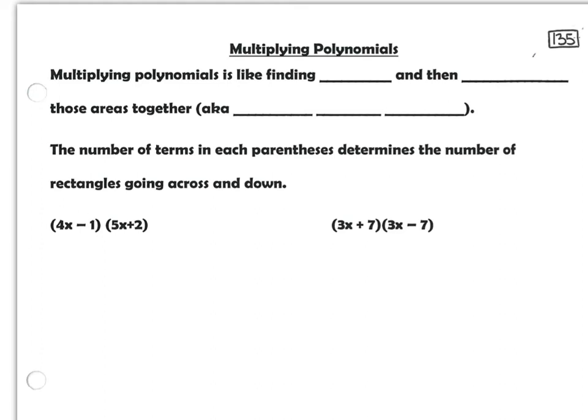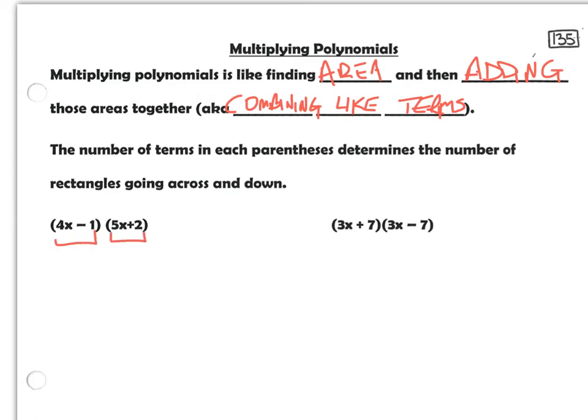Multiplying polynomials is like finding area and then adding those areas together, aka combining like terms. The number of terms in each parentheses determines the number of rectangles going across and down. So most of what we'll look at in this class are 2 by 2, or a binomial times a binomial. So I'm going to draw my generic rectangle that has 2 rectangles going across and 2 down.